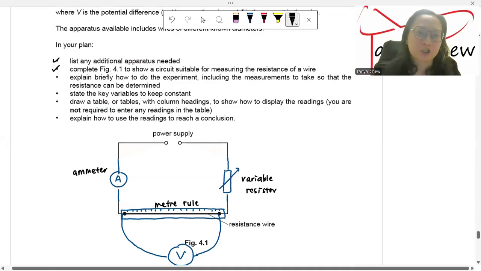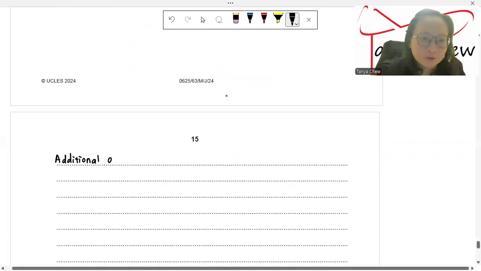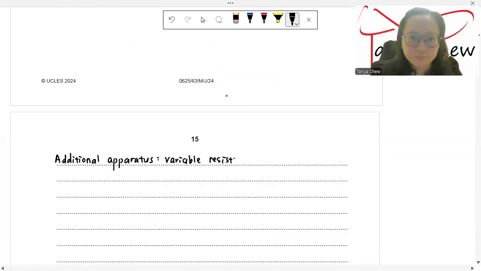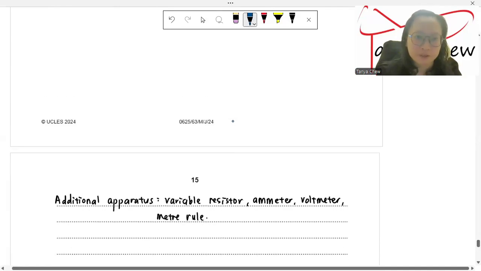Now I'm going to list additional apparatus needed. Okay, so I'm going to put here additional apparatus. So I put variable resistor because I want to control the amount of current. I don't want my wire to be melted. I put ammeter. I put a voltmeter. I need that. As well as meter rule because I just want to make sure that the length of the wire must be constant throughout the whole experiment.